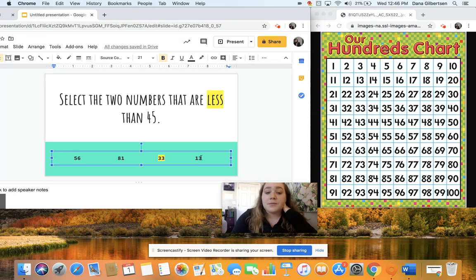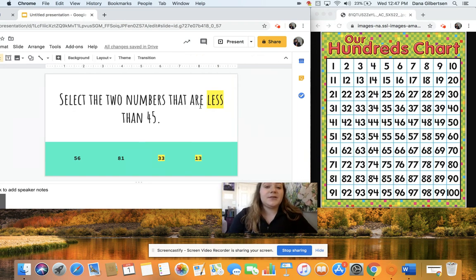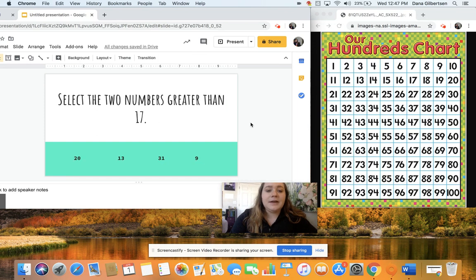So go over to your hundreds chart and point to the number 45. Now find that number 13 on your hundreds chart. Right here, very good. Is 13 greater than or less than 45? It is less than. It's a smaller number than 45. So can I highlight it? Can I pick that as one of my answers? Say absolutely. Very good. So now we pick the two answers that are less than 45. Good. Let's move on to the next one.